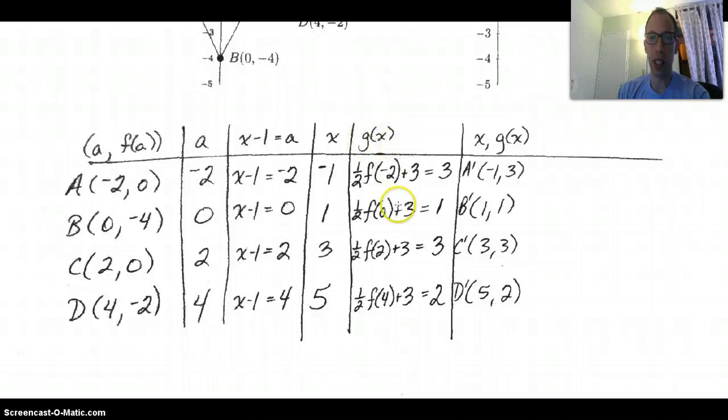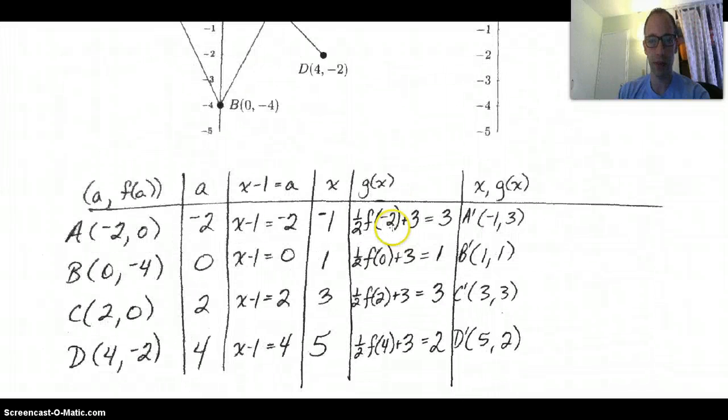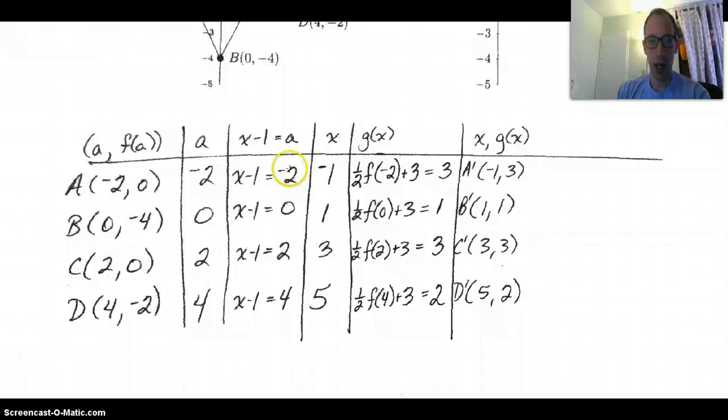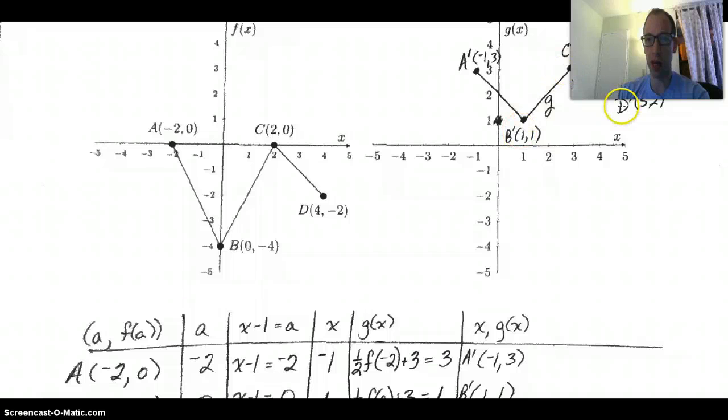And then I find g of x. G of x, remember, is 1/2 f of x minus 1 plus 3. Okay, so I'm just substituting everything in, solving it, and now I have my new ordered pair, which I plot up here and connect.